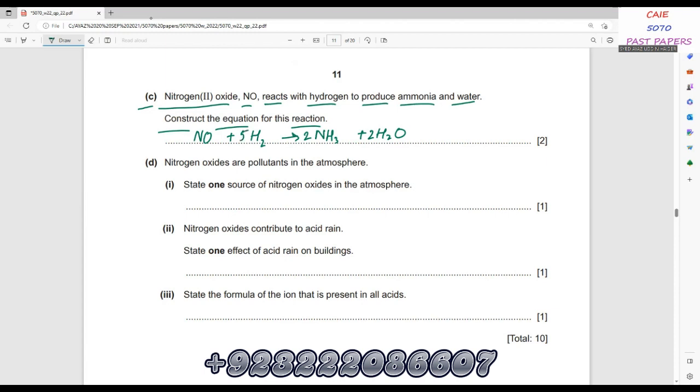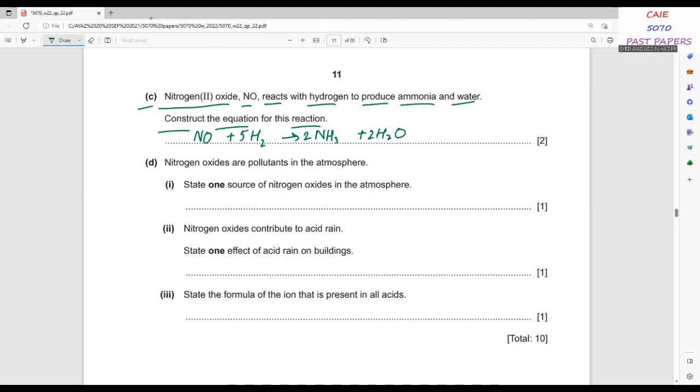What about nitrogen and oxygen? Both nitrogen and oxygen are 2. So you'll write 2 before NO. D. Nitrogen oxides are pollutants in the atmosphere. State one source of nitrogen oxides in the atmosphere.